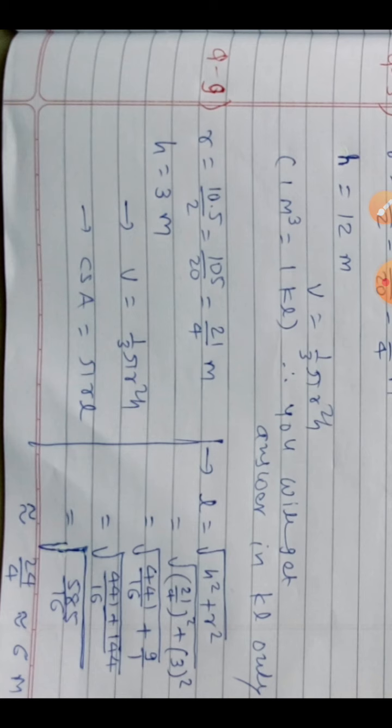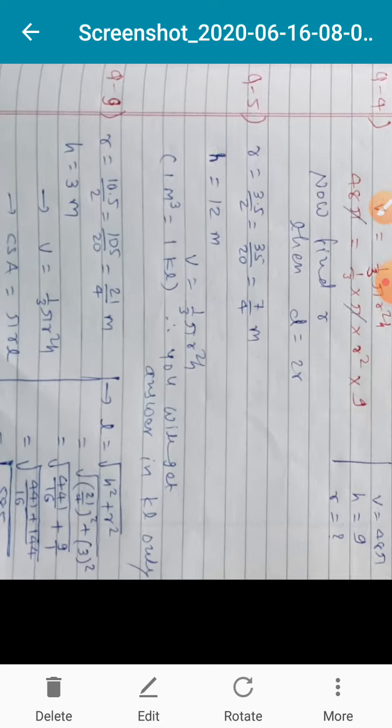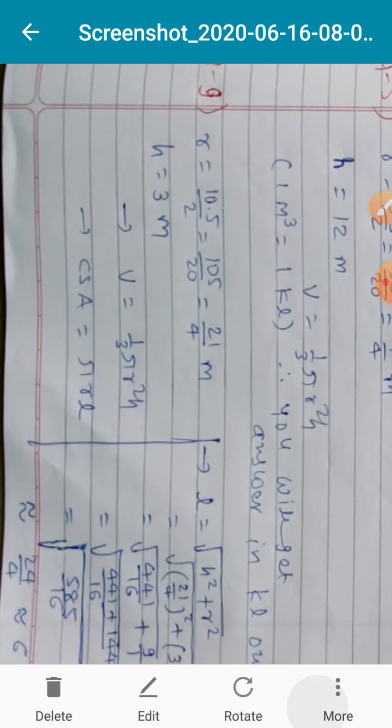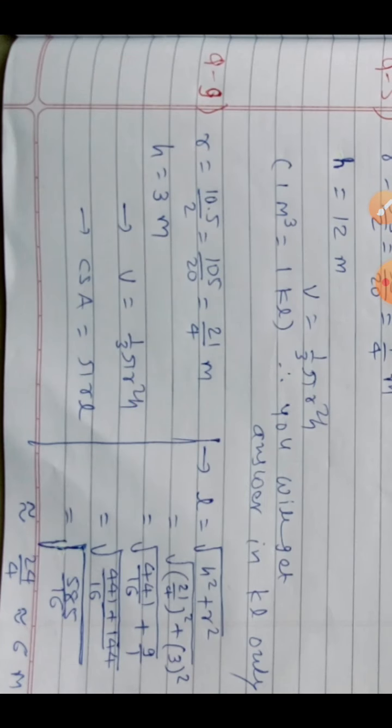But here I converted and wrote the square root of that 585 as 24 only, not the actual answer. Why? Because it is very near to 576, so obviously its square root is very near to 24. So approximately, that is a sign of approximate or rounded off. So the approximate value of this one is 24, and the square root of 16 is 4. So the approximate value of L we got is 6 meters.